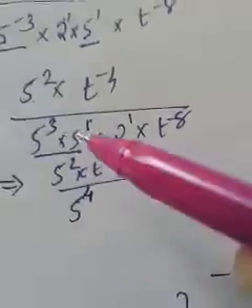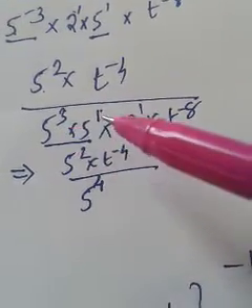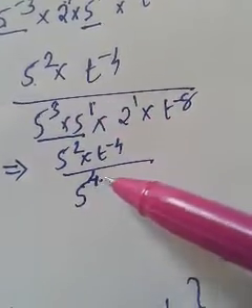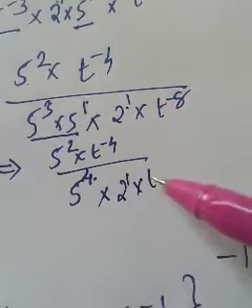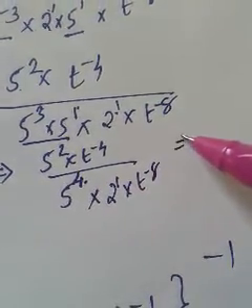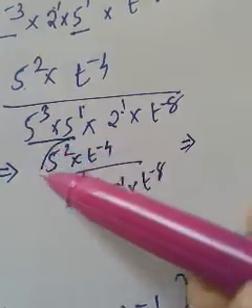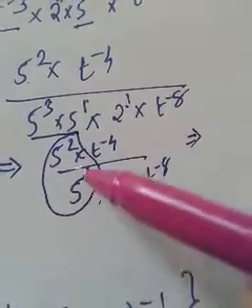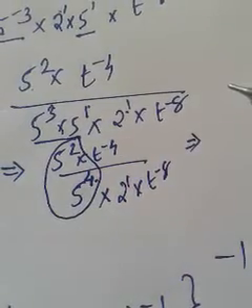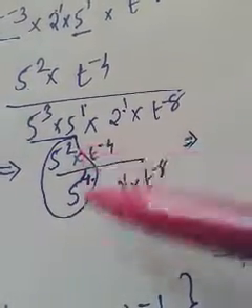By using that result, we can write 5 raised to 3 into 5 raised to 1 as 5 raised to 3 plus 1, that is 5 raised to 4. Then this 2 raised to 1 as it is, then t raised to minus 8 as it is. Then what we can do is, these two terms you just consider. Are you following? Yes. These two terms you just consider.